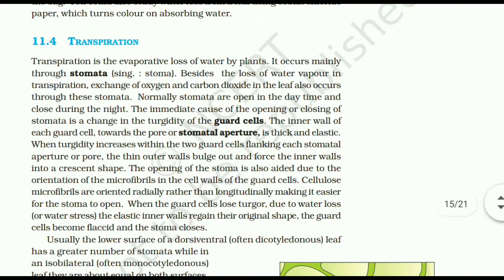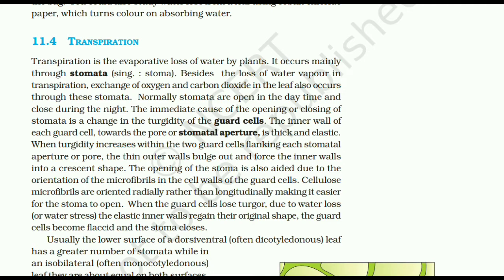11.4 Transpiration. Transpiration is the evaporative loss of water by plants. It occurs mainly through stomata. Besides the loss of water vapor in transpiration, exchange of oxygen and carbon dioxide in the leaf also occurs through these stomata. Normally, stomata are open in the daytime and closed during the night. The immediate cause of opening and closing of stomata is the change in turgidity of the guard cells.